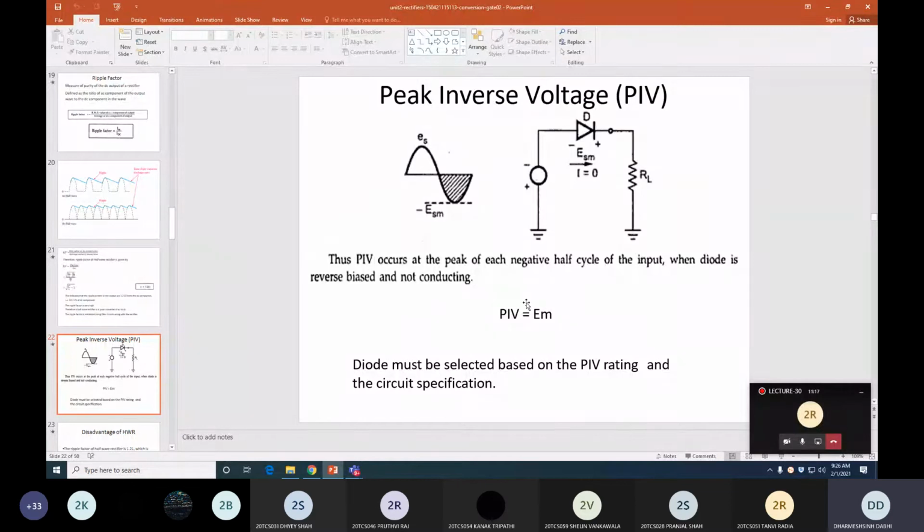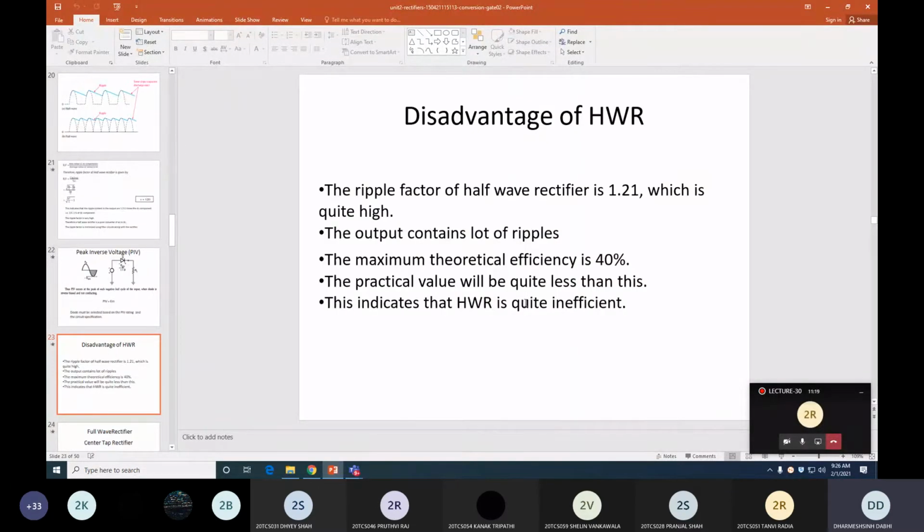Then we see the disadvantages of the half wave rectifier. The first disadvantage is that the ripple factor of the half wave rectifier is very high. It is 121.1%, or you can say 1.21, which is quite high. As we said, that is a poor performance of this converter, and because of that, its output contains lots of ripple. So we need to use a filter to filter out all this ripple and reduce the ripple factor to get constant DC.